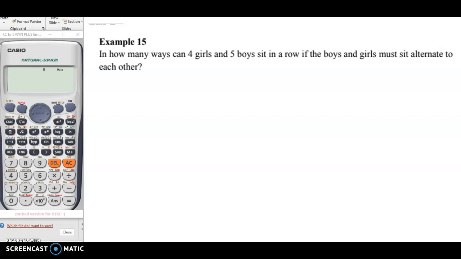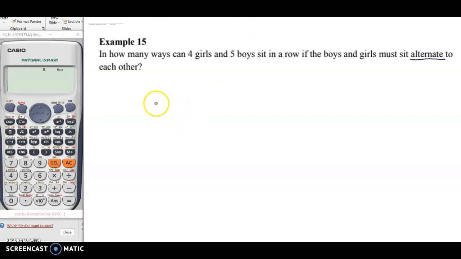Conditional permutation. If we have 4 girls and 5 boys sit in a row, and the boys and girls must sit alternate to each other. So for alternate, we have to make sure the girls and boys are alternately seated.